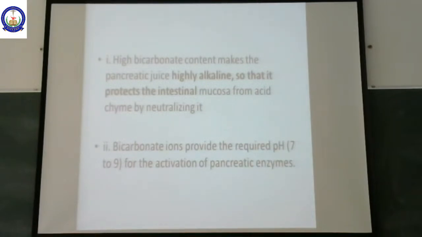One more important function of bicarbonate-rich secretion is that it provides the necessary pH for the activation of various pancreatic enzymes. Okay, so this pH is required for activation of these enzymes which are released from the pancreas.